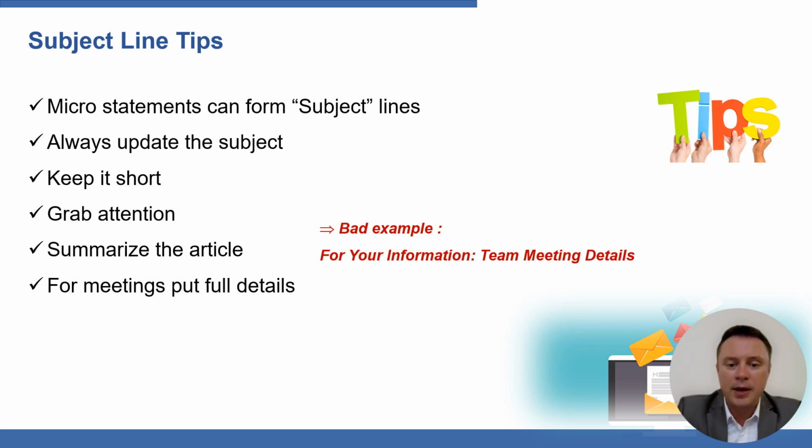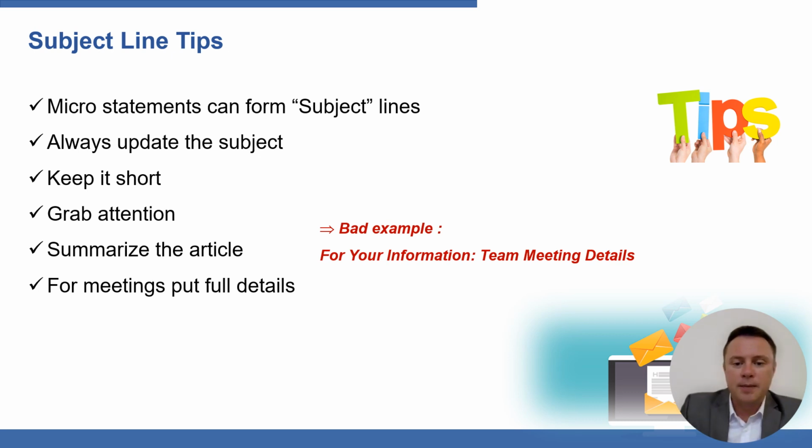Okay, now a bad example. For your information, team meeting details. Okay, now maybe you think, well, what's wrong with that? That's fine. I'll tell you what's wrong with that. If you're in a rush for the meeting, which does happen, it means you're going to have to open the email.